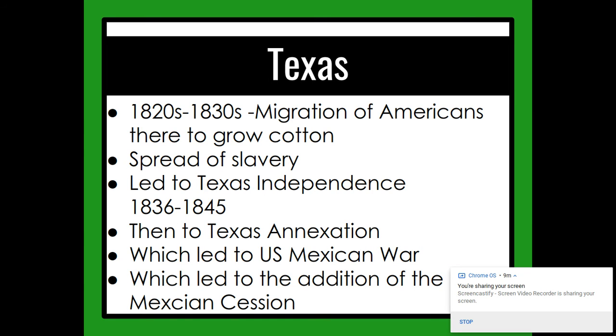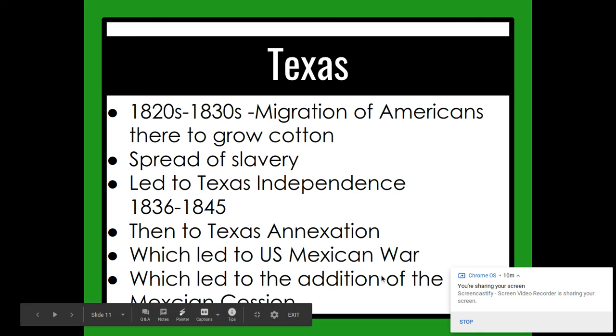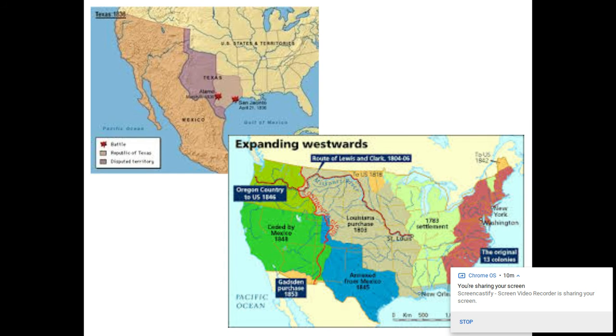Specifically talking about Texas, people started migrating into what was then Mexico in the 1820s and in the 1830s. They brought slaves with them. They were there to grow cotton. That conflict between Mexico's government and those Americans moving into Texas will lead ultimately to the Texas independence movement. Texas will gain its independence in 1836 and be independent until 1845. Then the United States annexes it. When that happens, there's a dispute between the United States and Mexico, which leads to the US-Mexican War. And then ultimately that leads to even more land acquisition because we gained the whole entire Mexican cession.